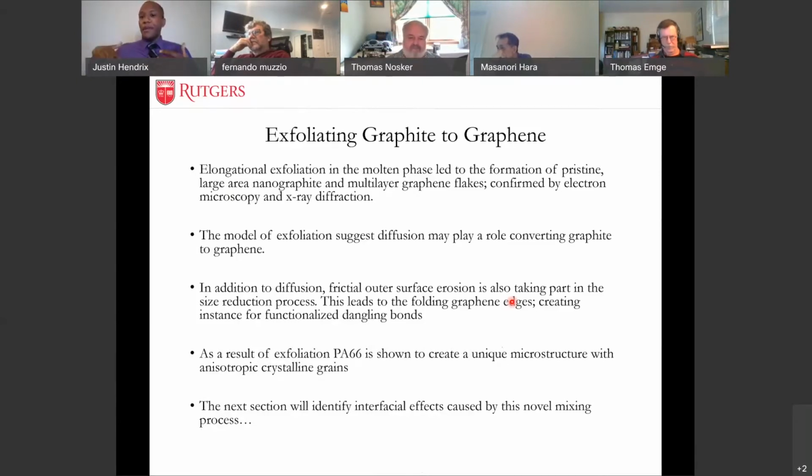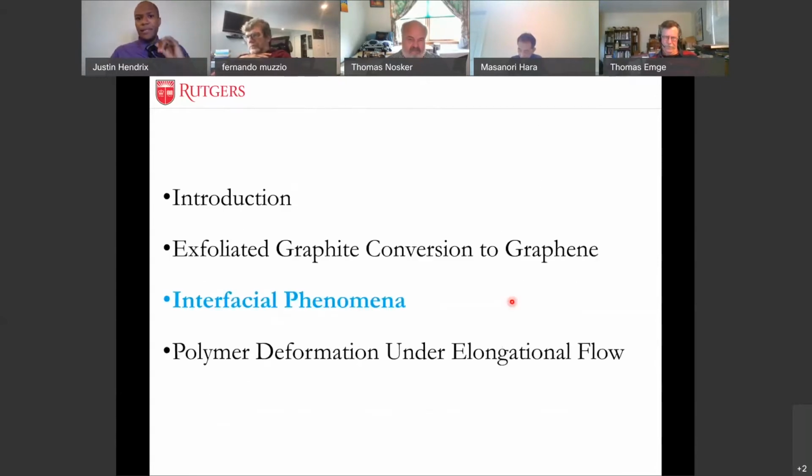And also that diffusion led to erosion or friction on the outsides, causing free radicalization or dangling bonds that are created, taking part in the size reduction process, causing the edges to fold over. Next, we found that the polymer undergoes a very unique microstructure, with crystalline grains that are anisotropic. And next, we're going to talk about the interfacial effects that happen in the process, which is, I think, the second paper that we did.